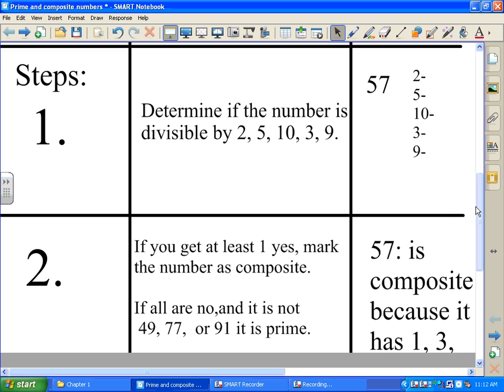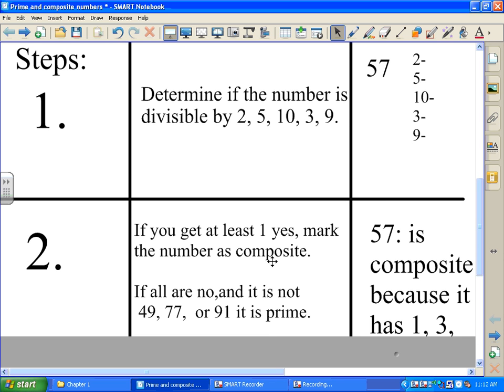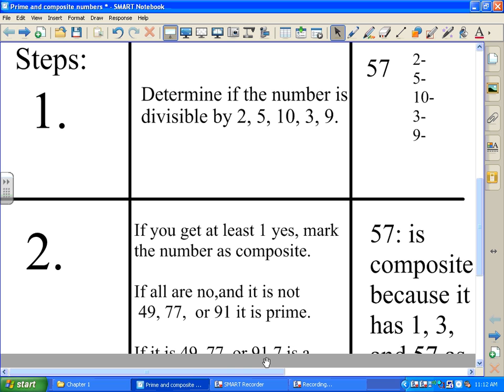Now, here is the thing that you're going to have to memorize. So after you've done divisibility rules for 2, 5, 10, 3, 9, if you get at least one yes, the number is going to be composite. Okay? So it's very simple. If I get one yes, I know it's a composite number. Because as soon as I get a yes, I know that it is a factor. So I have one, itself, and my yes. That's 3 factors at least.